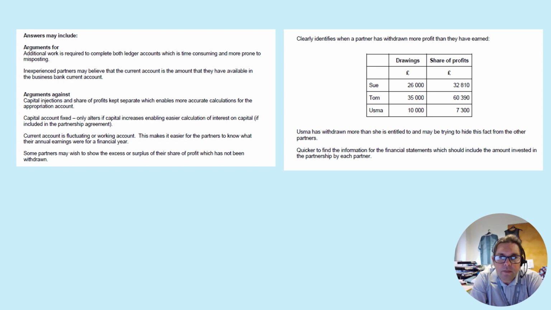If we look at the right hand side, we actually can see that some of the partners are taking out more drawings than their profit share. So Uzma is taking out 10,000 and has a 7,300 share of profits. So is the whole motivation of her wanting those combined accounts because of that, because she wants to hide the fact that she's taken out more? Maybe. And that's something you could use, a strong piece of evidence that you could use to support the separation and having a separate current account. So it's quicker to find those figures as well.